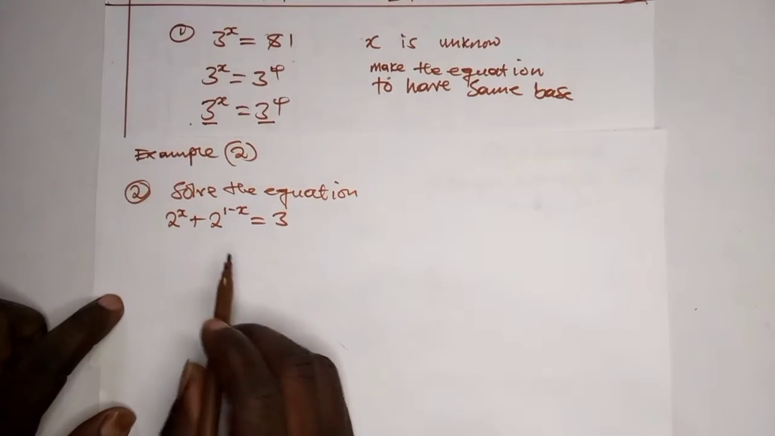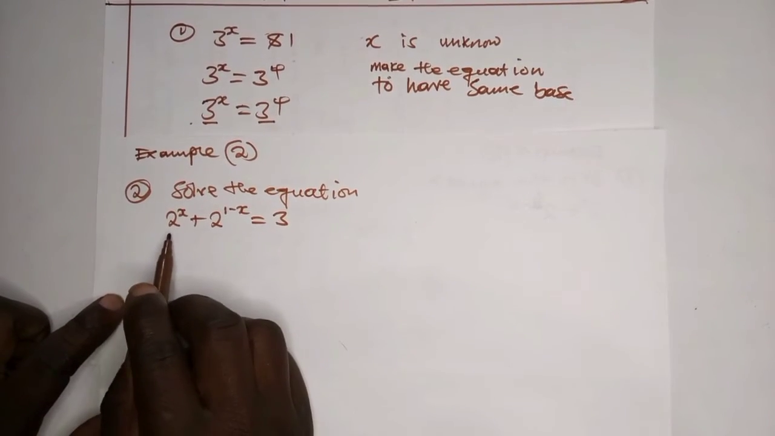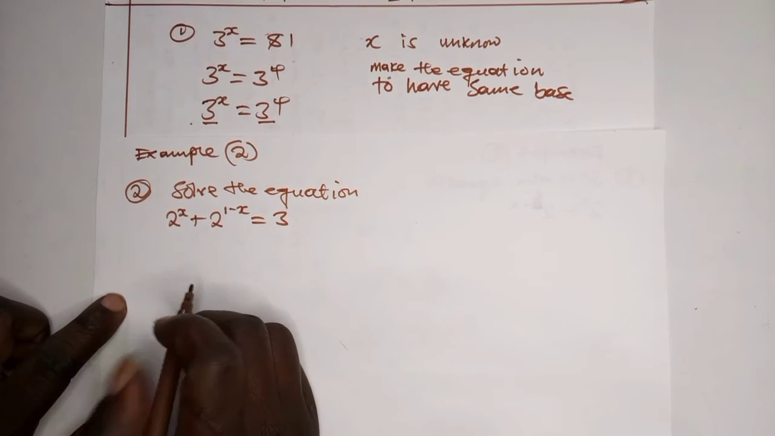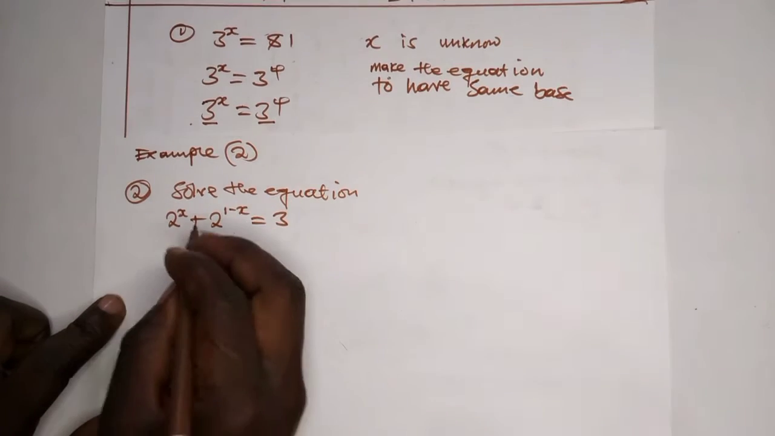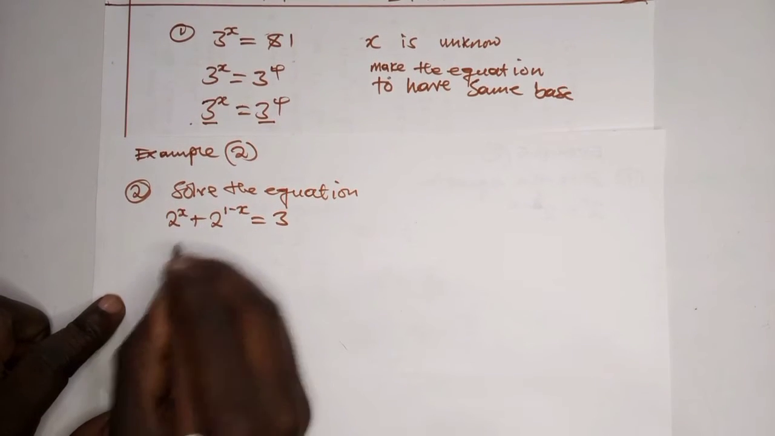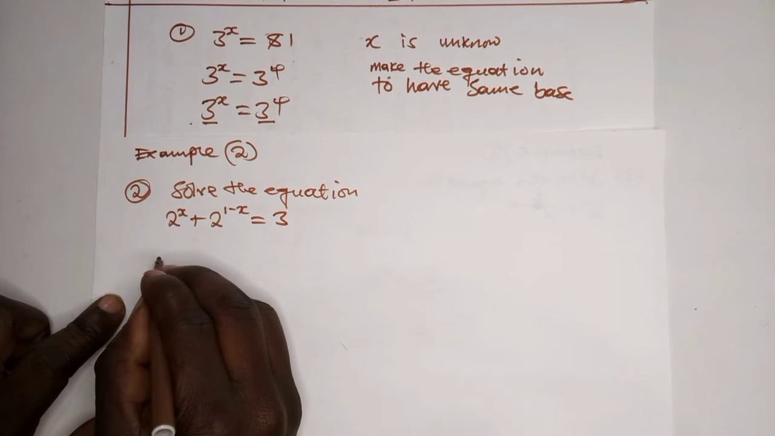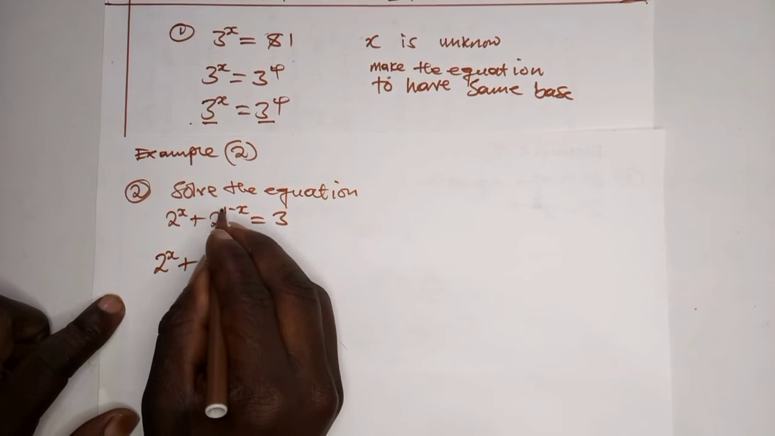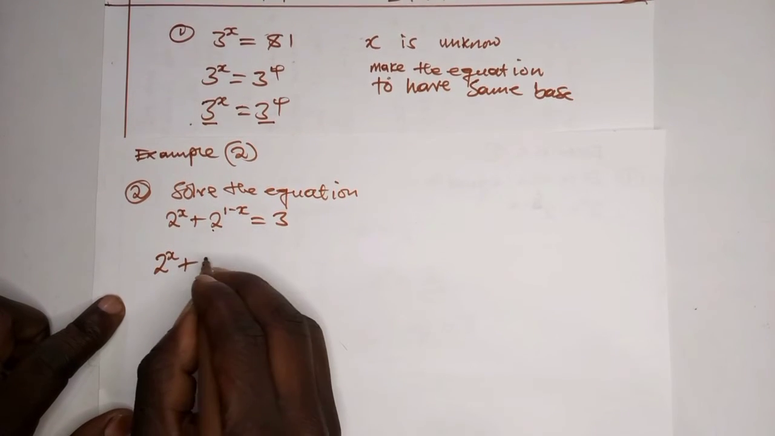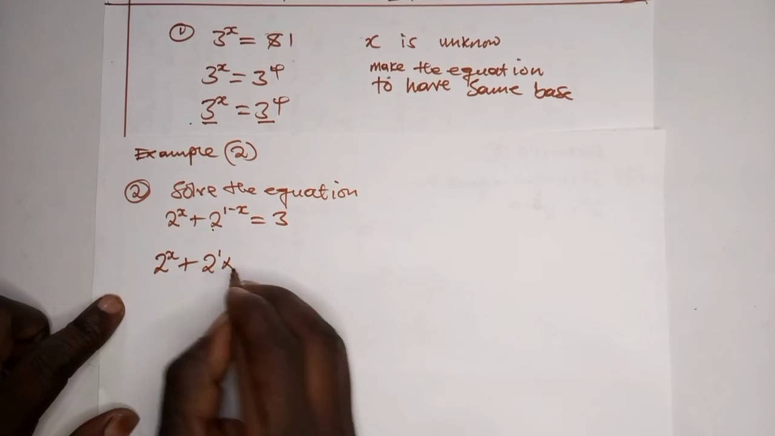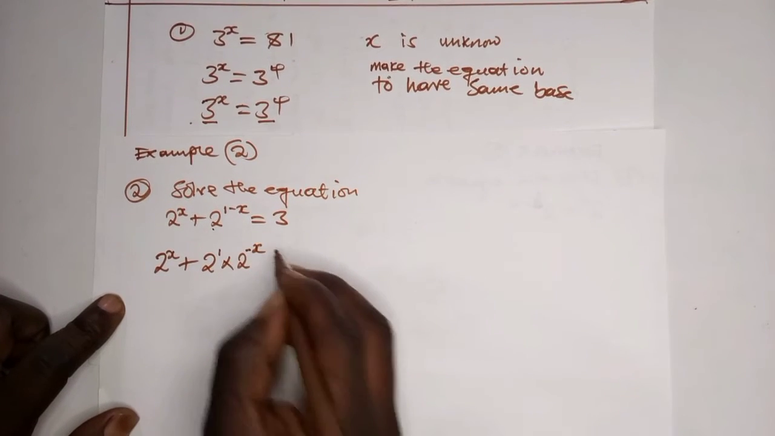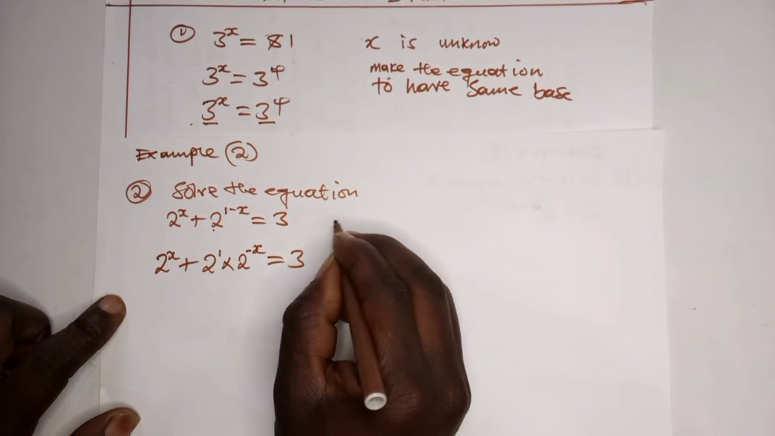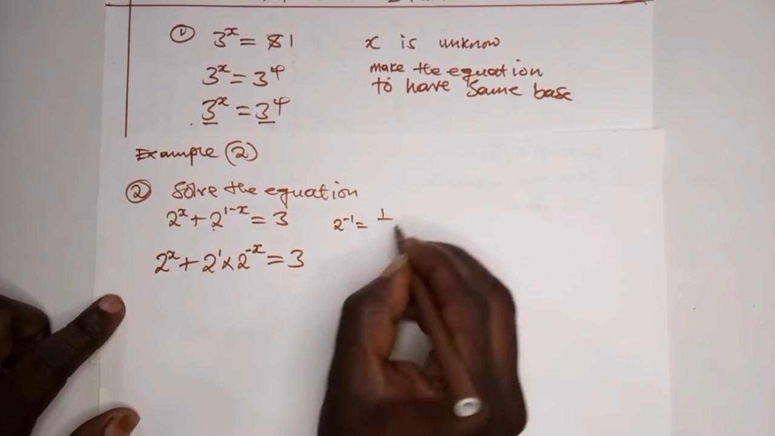Example 2, we are told to solve the equation 2 power x plus 2 power 1 minus x equals 3. So here, this first term is already simplified. We have to simplify this one here, in which it will be 2 power x plus, here there is a multiplication of two numbers, which is 2 power 1 multiplied by 2 power minus x, which equals 3. We all know that 2 power minus 1 is equal to 1 over 2.